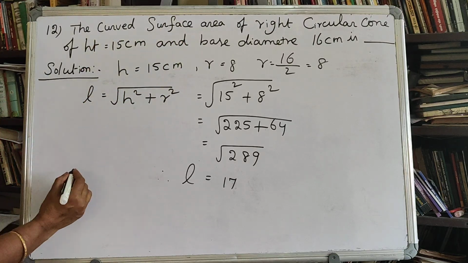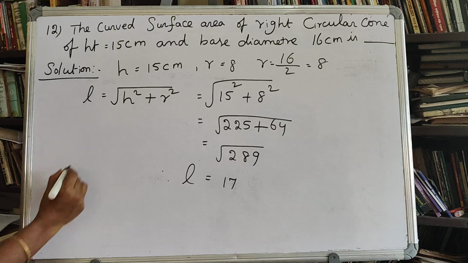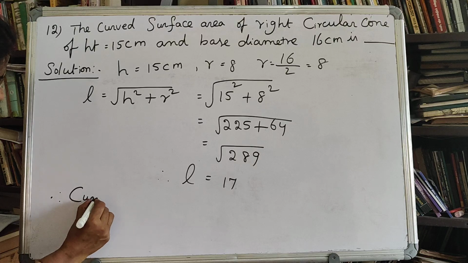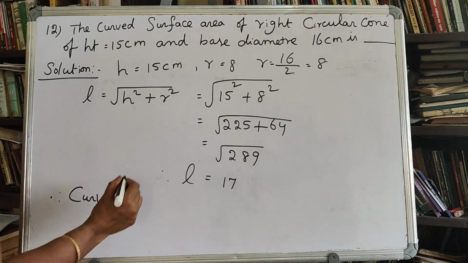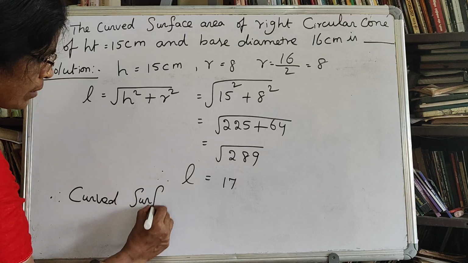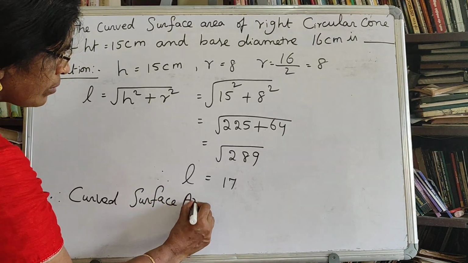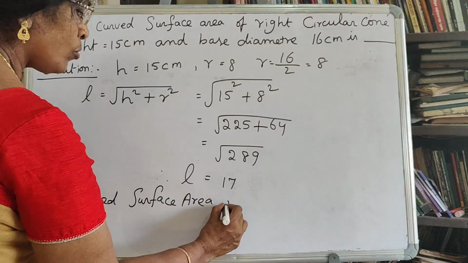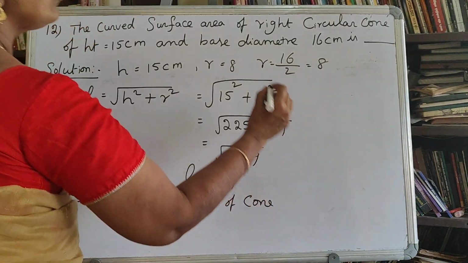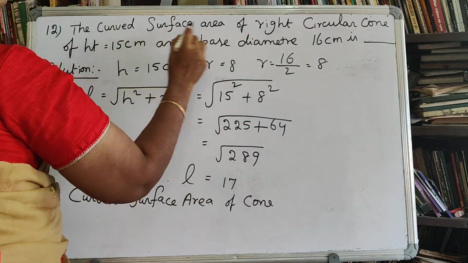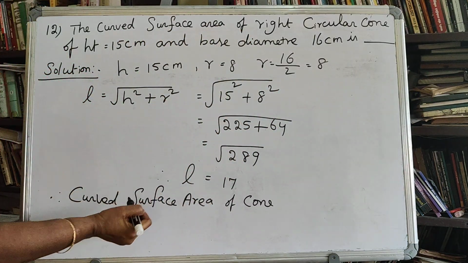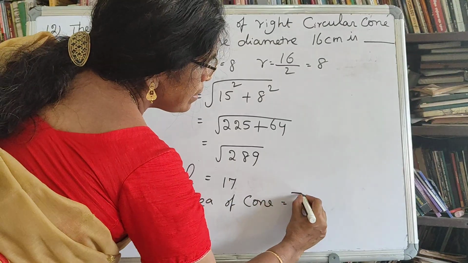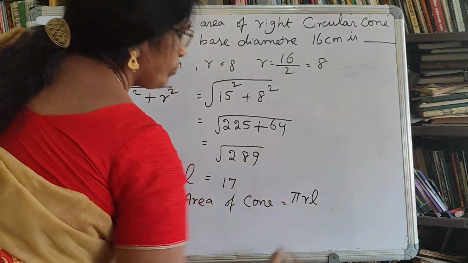The curved surface area is, therefore, curved surface area. Curved surface area is the area of the cone. The question is the curved surface area of cone. So cone's formula is pi r L.